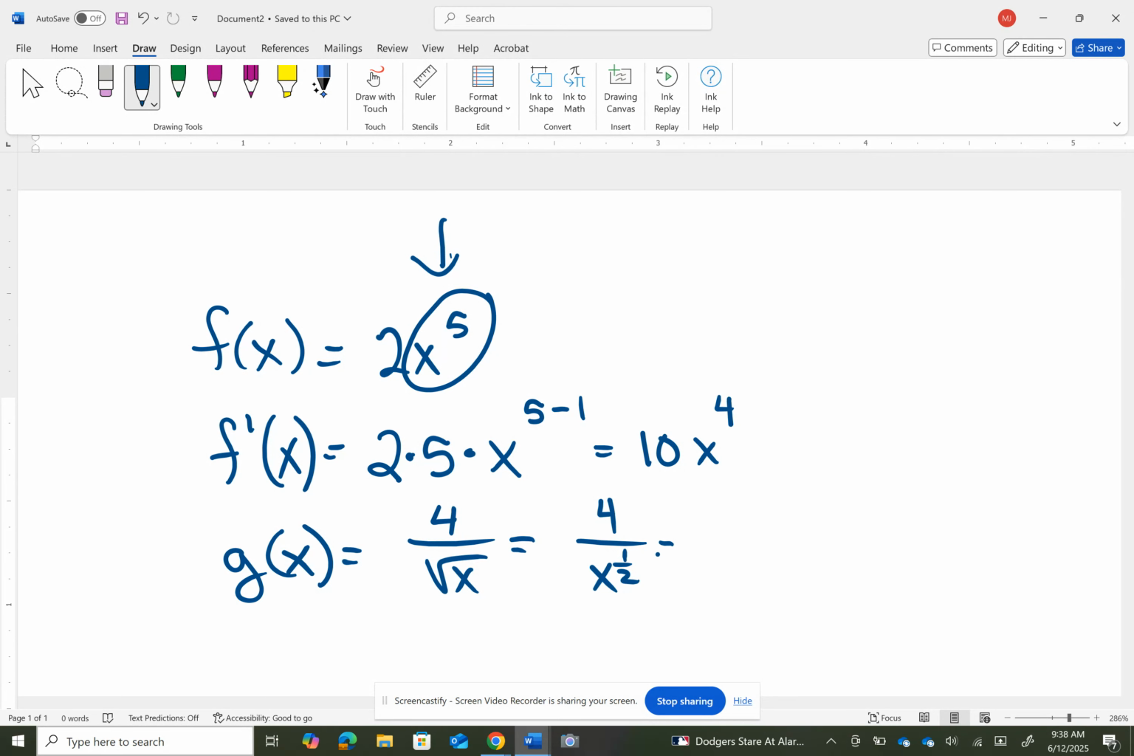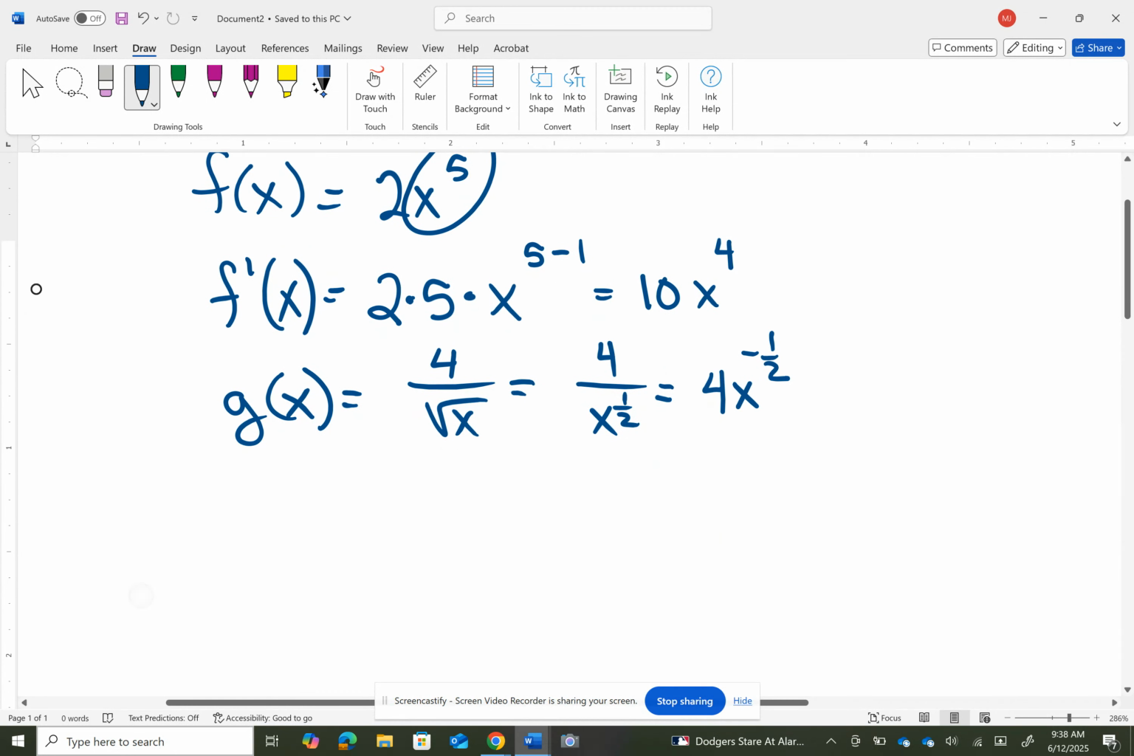And the x to the 1/2 is in the denominator. So that could have come from having a 4x to the negative 1/2. So we're going to work with exponents so that we can learn to do that. Because if you can rewrite your function so it looks like this, constant out in front, variable raised to a power, then you'll be able to use the rule that we did on the f function here. We do the same thing.